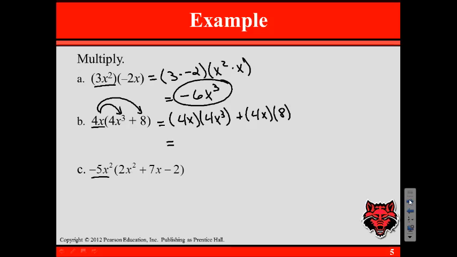So with the first product, 4x times 4x cubed, 4 times 4 is 16. X times x cubed, remember the first x has an exponent of 1. We add those exponents and that becomes 16x to the 4th. For the second product, 4x times 8, we multiply the constant and the numerical coefficient. 4 times 8 is 32, times x is 32x.